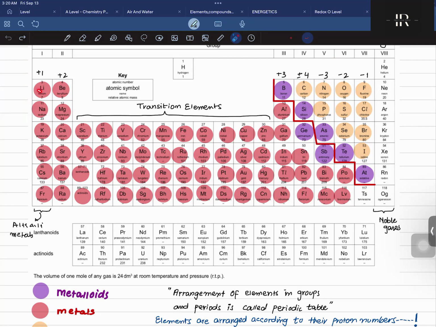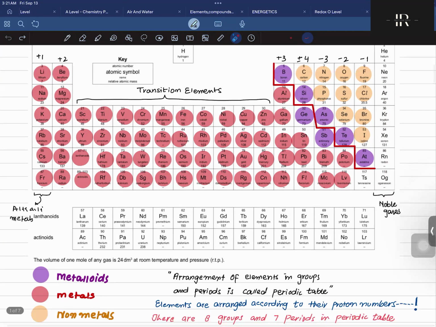Okay, so now you can easily address which category an element belongs to. This is a metal and this is a non-metal, including this. These are also non-metals, but they are inert gases, so we will be discussing them separately. Group 8 is the special one, in which none of the elements react with anything else because their outer shell is complete. We will discuss that later.